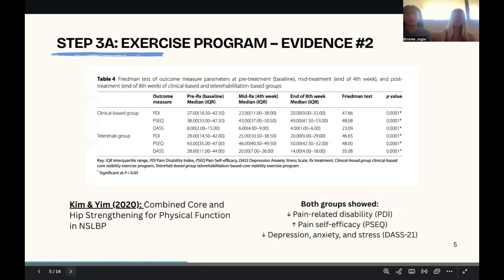For the second article, we picked the Kim and Yim 2020 article, which compared combined core and hip strengthening exercises to standard care. Table 4 shows a significant improvement in pain self-efficacy and psychological measures like depression and anxiety. For this intervention, the muscles that were targeted were the hip abductors, the obliques, and the multifidus, emphasizing that strengthening these muscle groups improves both physical and mental outcomes in low back pain prevention.